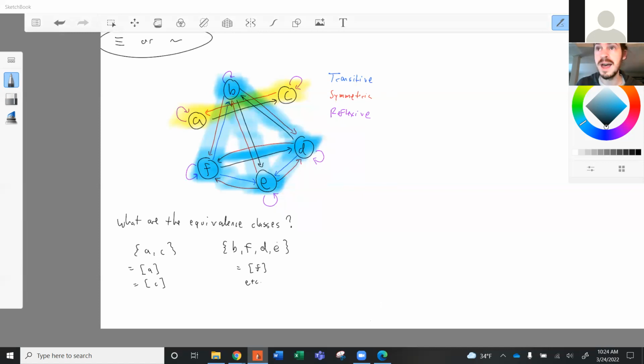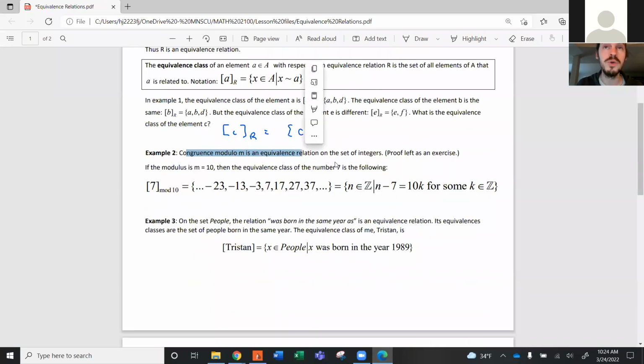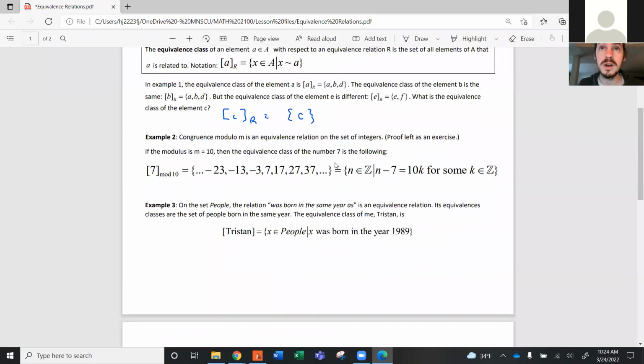Okay, let's look at a few more examples of equivalence relations. So example 2, congruence modulo M, something we learned about back in chapter 4. I want to say it was chapter 4 when we did number theory. We talked about congruence, reducing things mod M. That congruence modulo M is actually an equivalence relation you can define on integers.